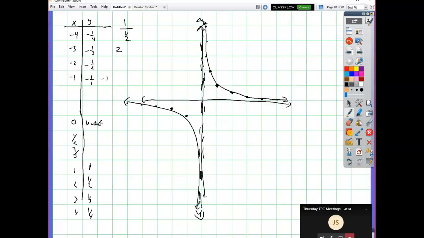All right. Now some things we should notice. We should notice that the point 1,1 is on my graph, and the point 2, 1/2 is on my graph, and the point 1/2, 2 is on my graph, and that the point -1, -1 is on my graph, and the rest of it's going to look just like that mirror image over there. Correct? Did it make sense?